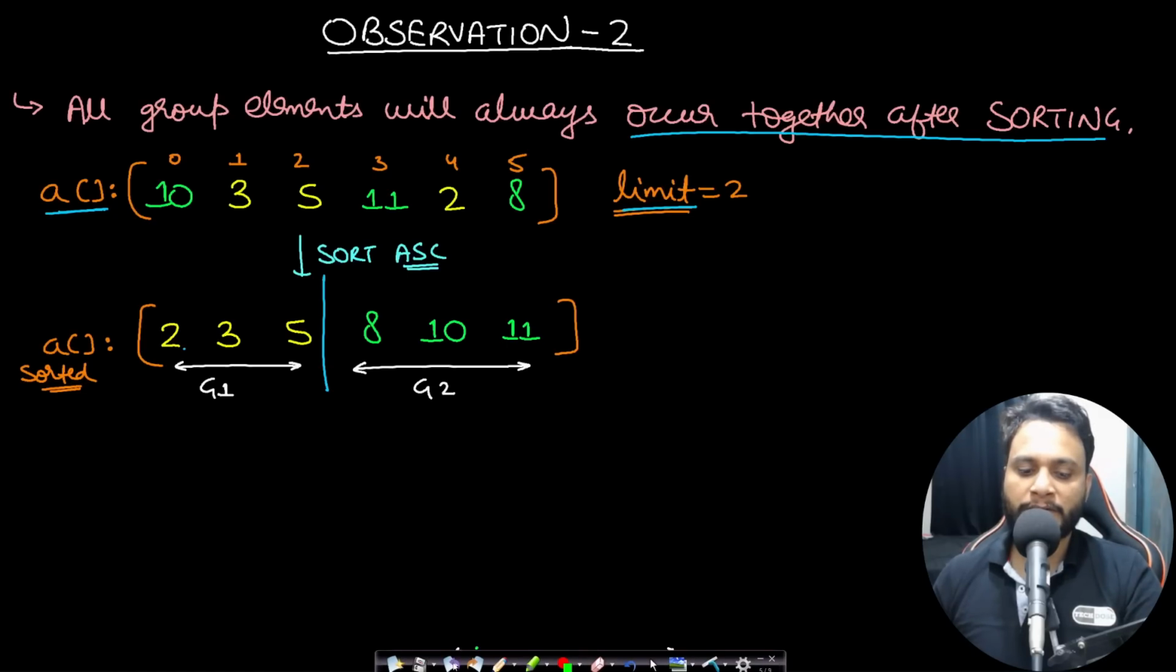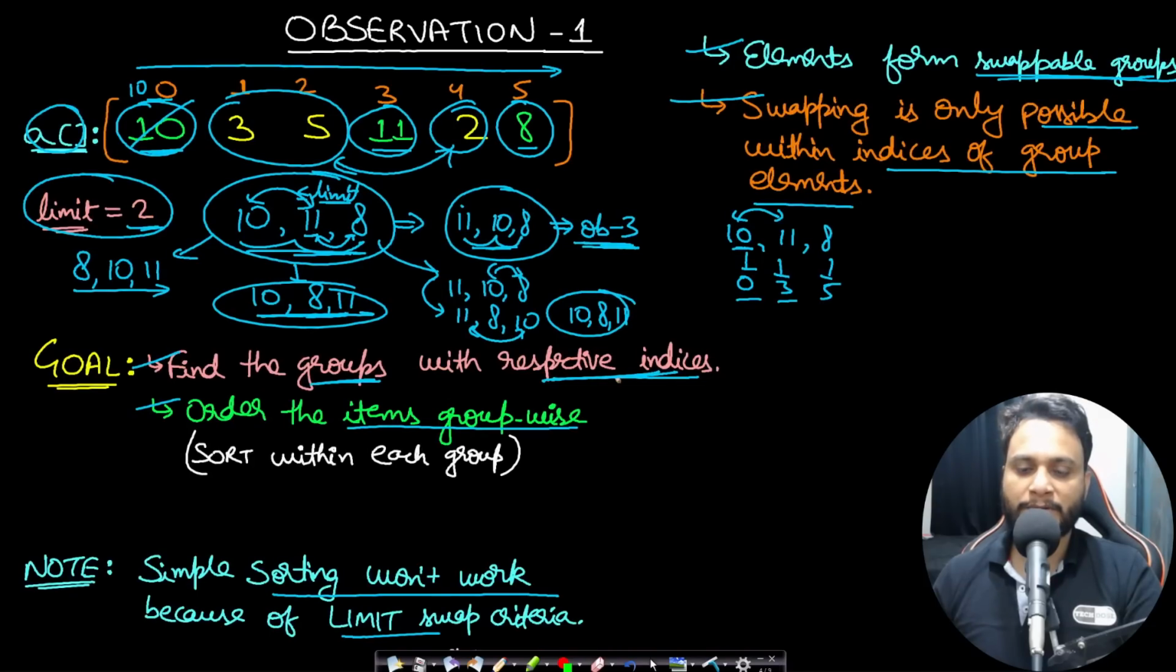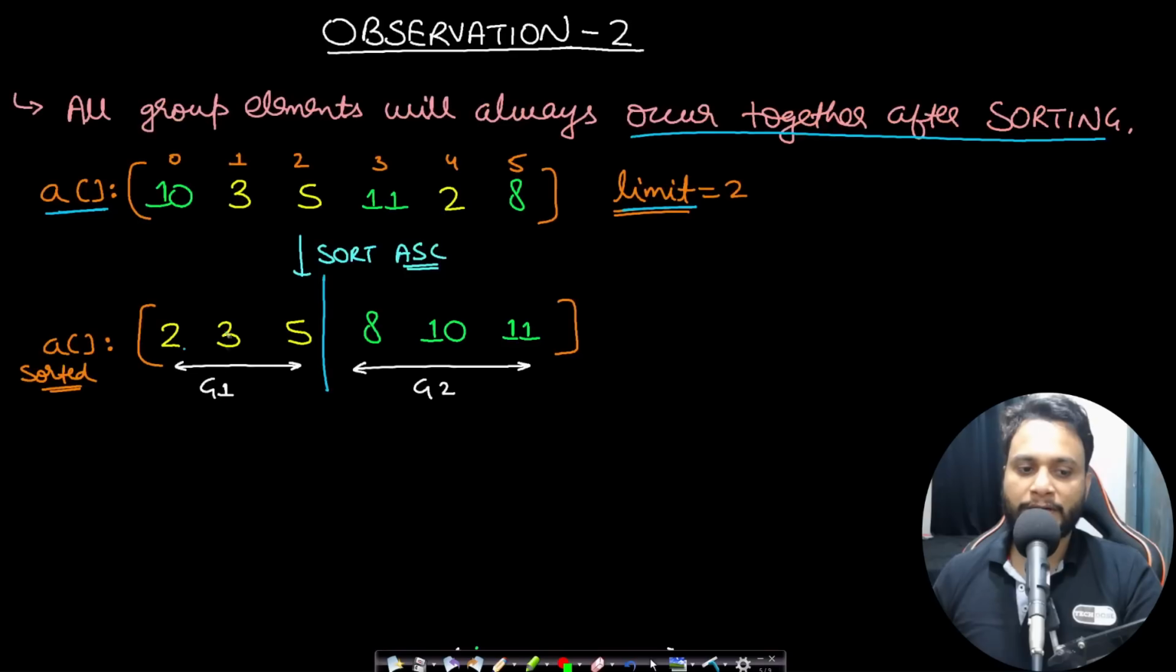I already told you that you also have to maintain the indices, because that is how you will know where to swap. I cannot just sort it and give it as a result. I have to know exactly where they are to perform the swapping, right? So this is observation number 2.